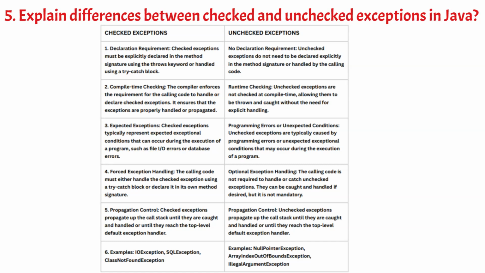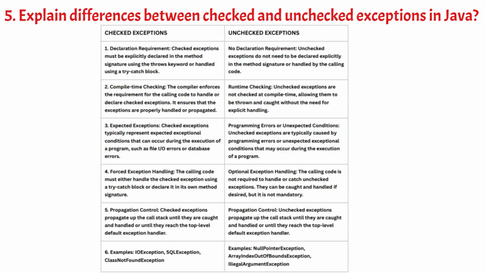4. Forced exception handling. The calling code must either handle the checked exception using a try catch block or declare it in its own method signature. Optional exception handling. The calling code is not required to handle or catch unchecked exceptions. They can be caught and handled if desired, but it is not mandatory.